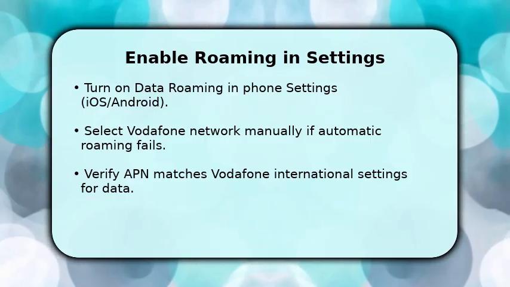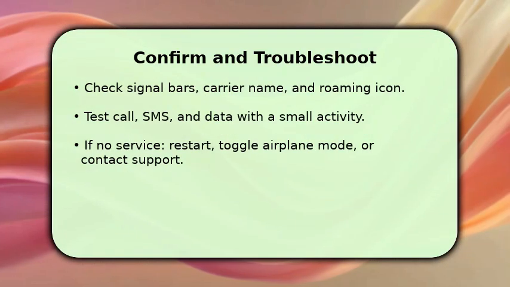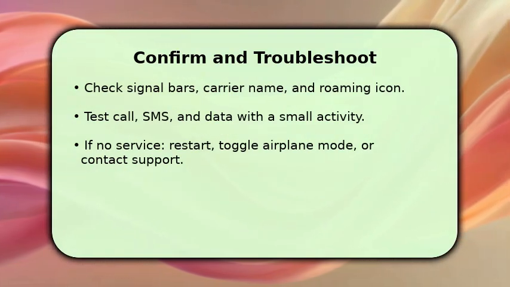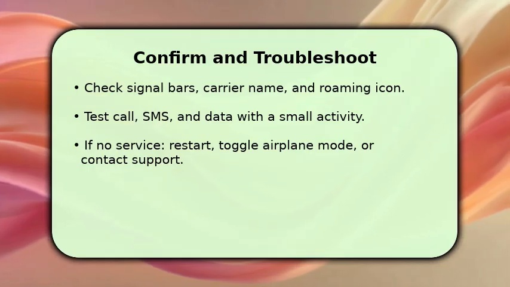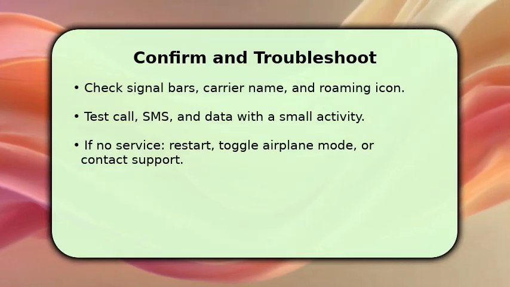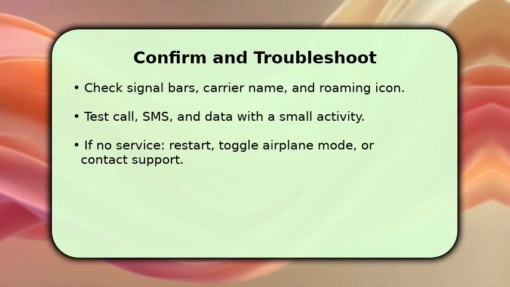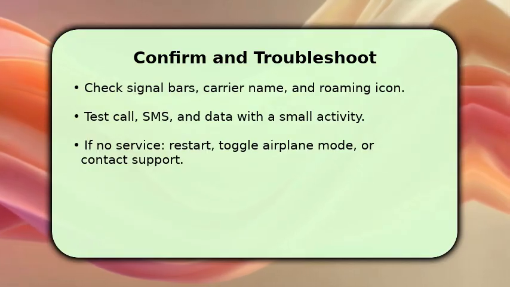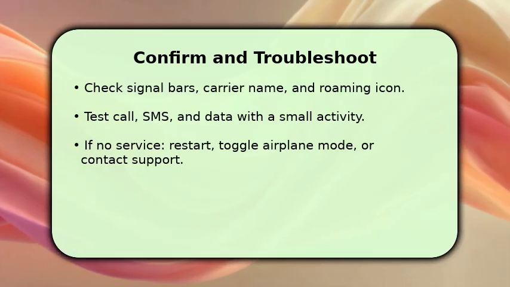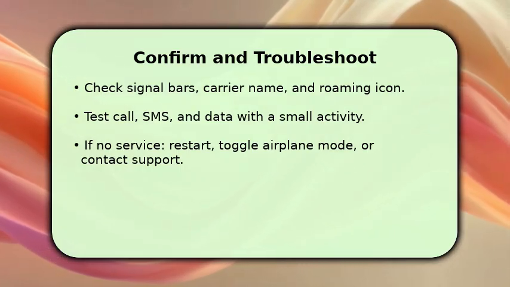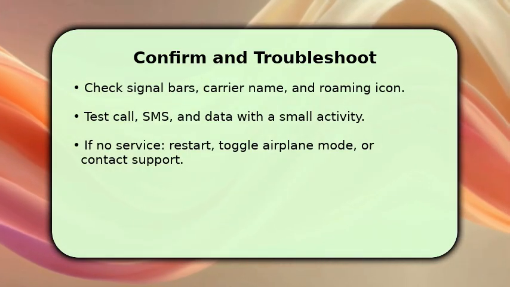To finish, verify you see a foreign carrier name or Vodafone with a roaming icon and that signal strength is adequate. Make a short call, send an SMS, and load a small web page to confirm data. If services fail, restart your phone, toggle airplane mode for 30 seconds, and recheck APN and roaming toggles.